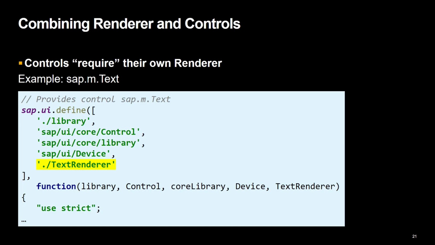Another use case of sap.ui.define is to include the renderer in the define statement. As we know, every control has its renderer, and we know that this renderer will be used somewhere later in the code. So it's better to define it here to avoid an asynchronous call later.